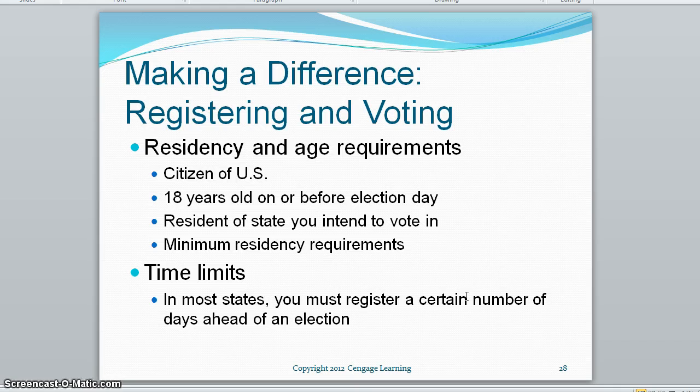In nearly every state, registration is the first step. To register, you have to be a citizen of the United States, a resident of the state, and at least 18 years old as of election day. Registration laws vary from state to state based on such factors as residency requirements and time limits, and in most states you must register a certain number of days ahead of an election.